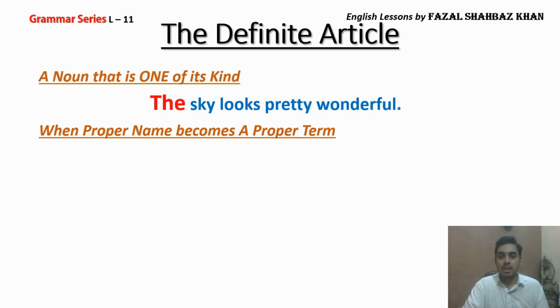It can never be a Shahbaz, or even the Shahbaz. Never does any article come right before the name. That's my name, that's a proper name. But when it becomes a proper term, the same name of mine, then we get to attach the definite article the before the name, even like my name.